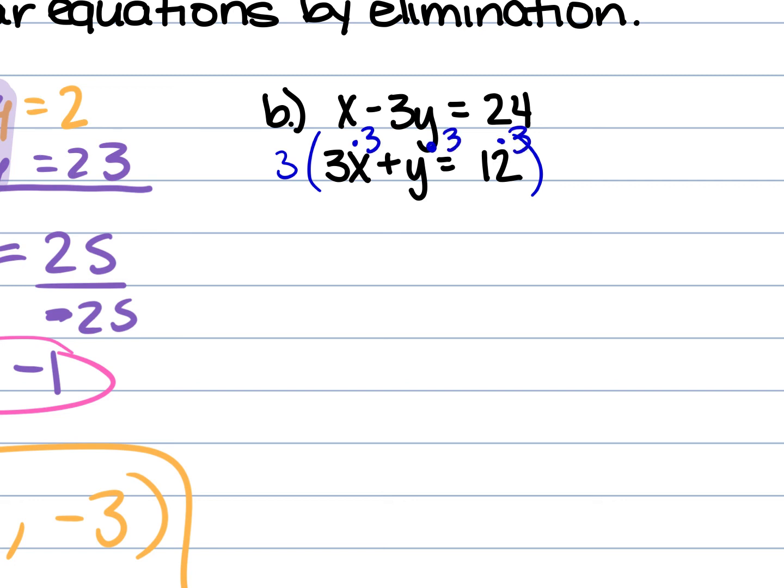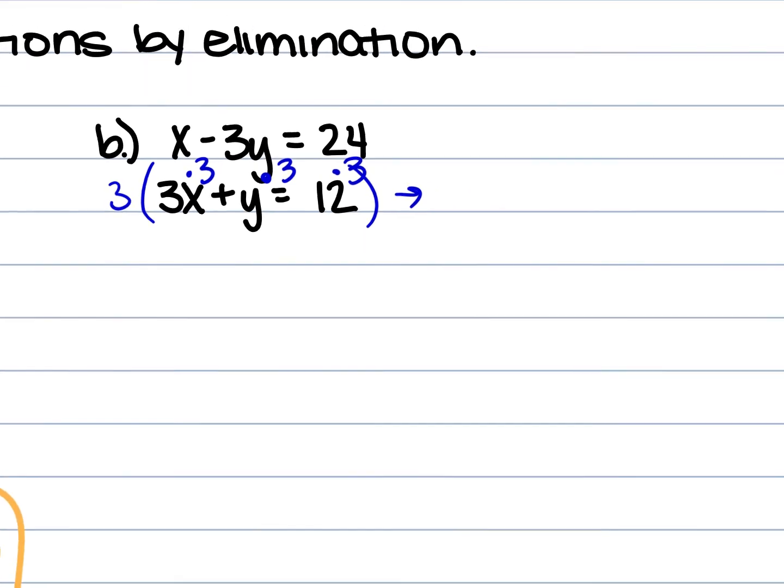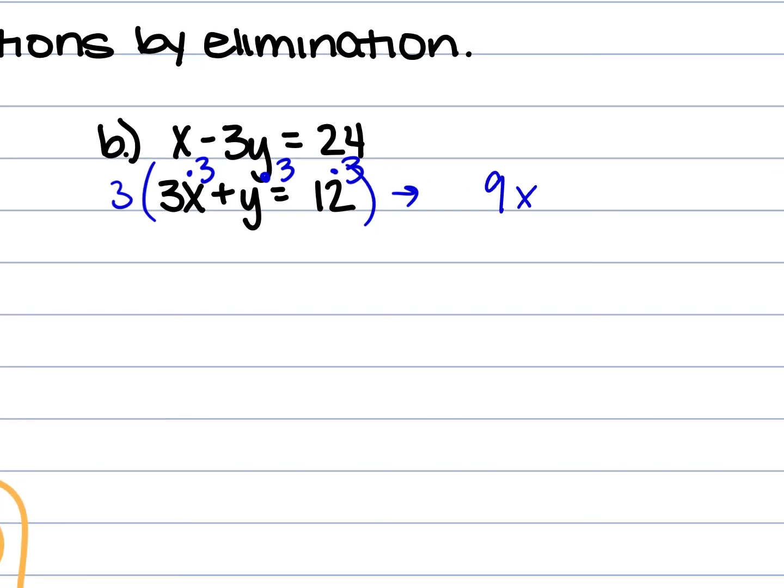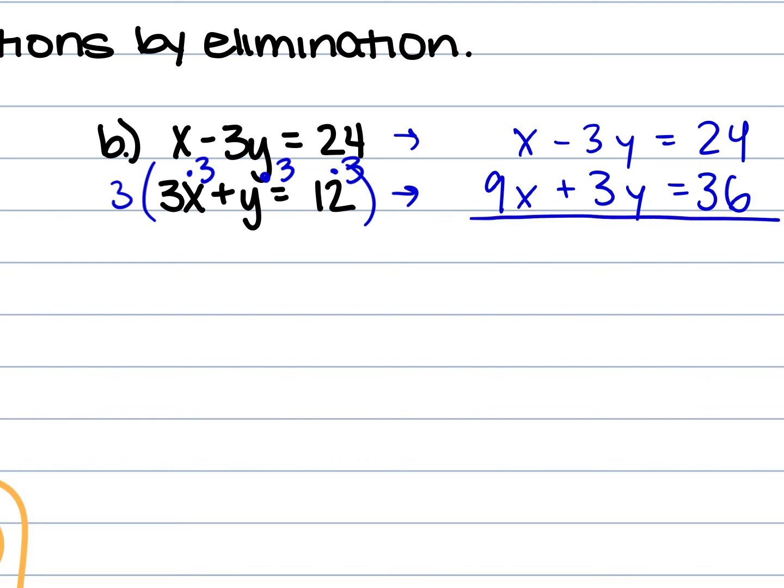So it's now 9x plus 3y is equal to 12 times 3 would be 36. And I'm just going to rewrite my top equation right above it. So that's x minus 3y is equal to 24. So now do I have the same number but opposites? Yes. So now my y's will cancel.